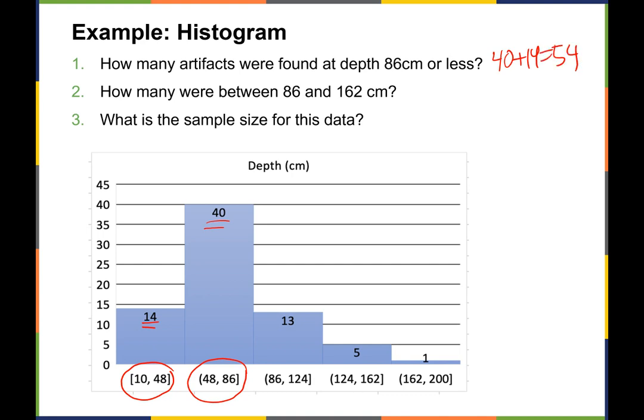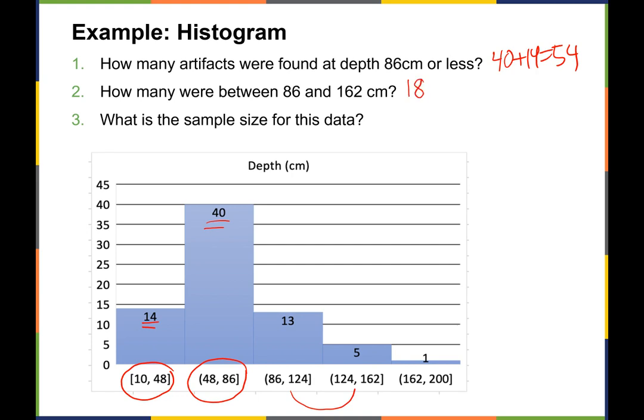All right, why don't you guys try the second one? Just pause the video and see if you can answer the second question of how many artifacts were between 86 and 162 centimeters. All right, did you come up with 13 plus 5? So 86 to 162 would be in these two. 13 plus 5 is 18.